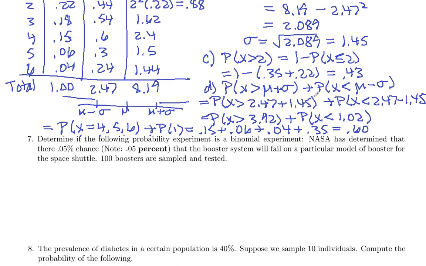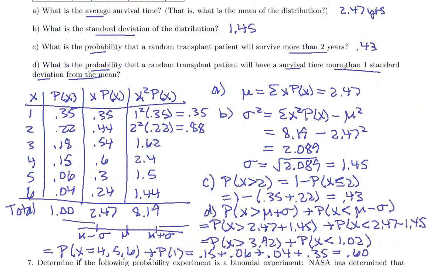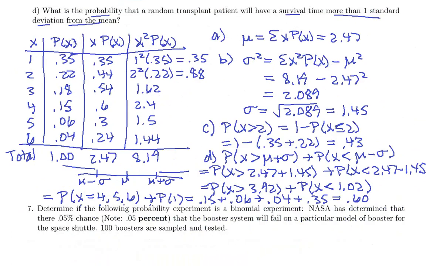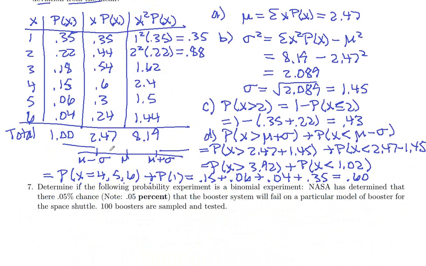Now, on ones that we had done before, it was instead of more than one standard deviation, this is more than one standard deviation away. If it said less than one standard deviation away, then you would want this stuff in here. So then it would be between 1.02 and 3.92 instead of past the 3.92 and past the 1.02 with a 2.47 in the middle. So it depends on which way they ask that one.